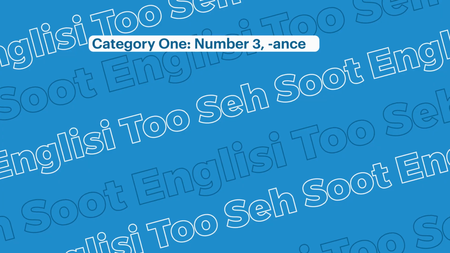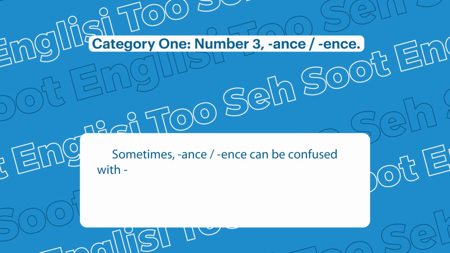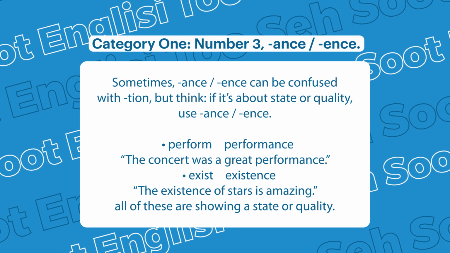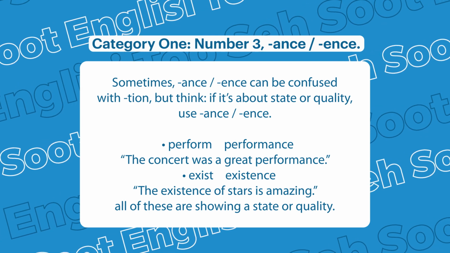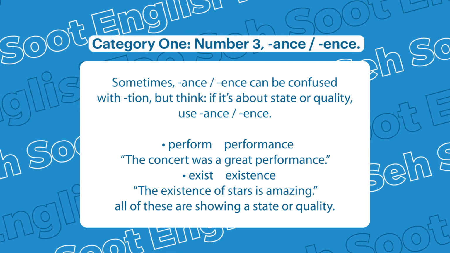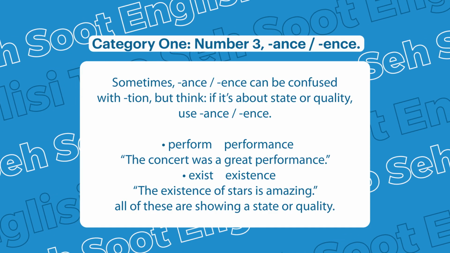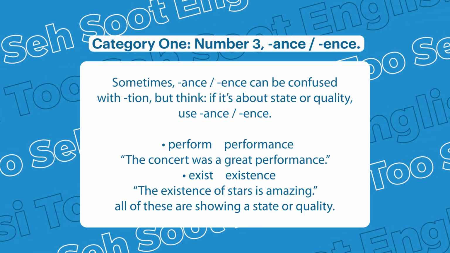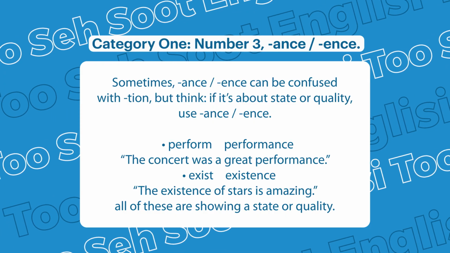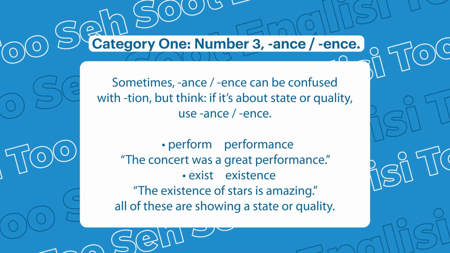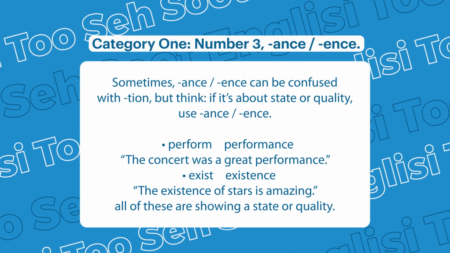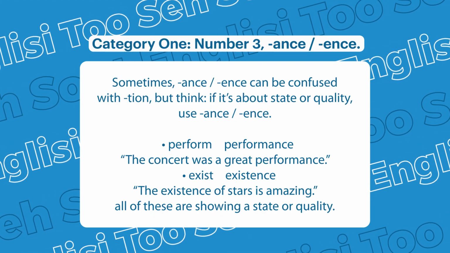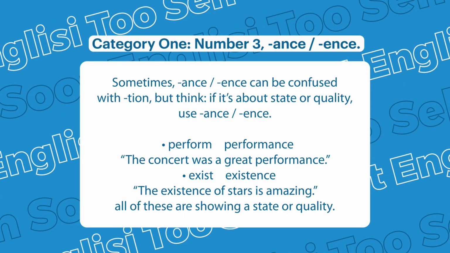Number 3, we have ence or ance. This is for verbs that show a state or quality. Sometimes ence can be confused with shen, but think, if it's about state or quality, use ence. For example, perform becomes performance. The concert was a great performance. Exist becomes existence. The existence of stars is amazing. All of these are state or quality.